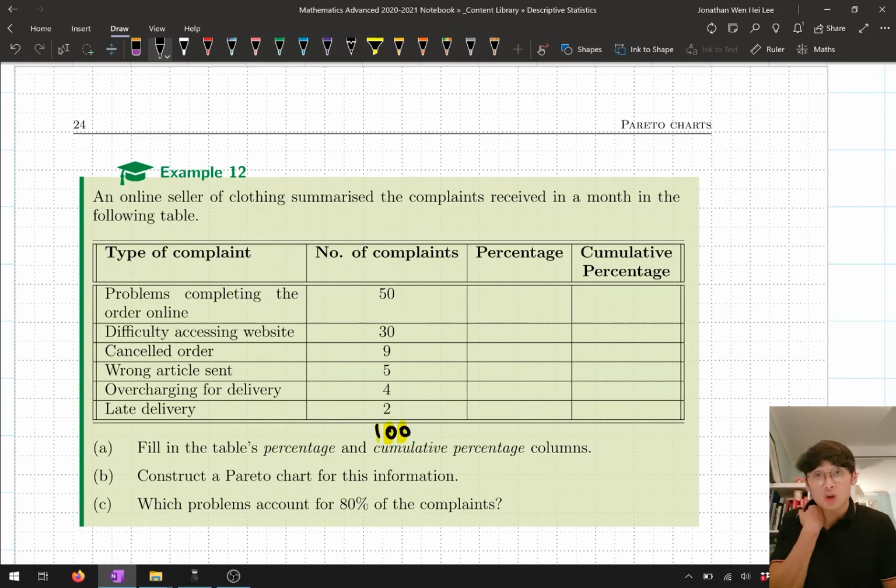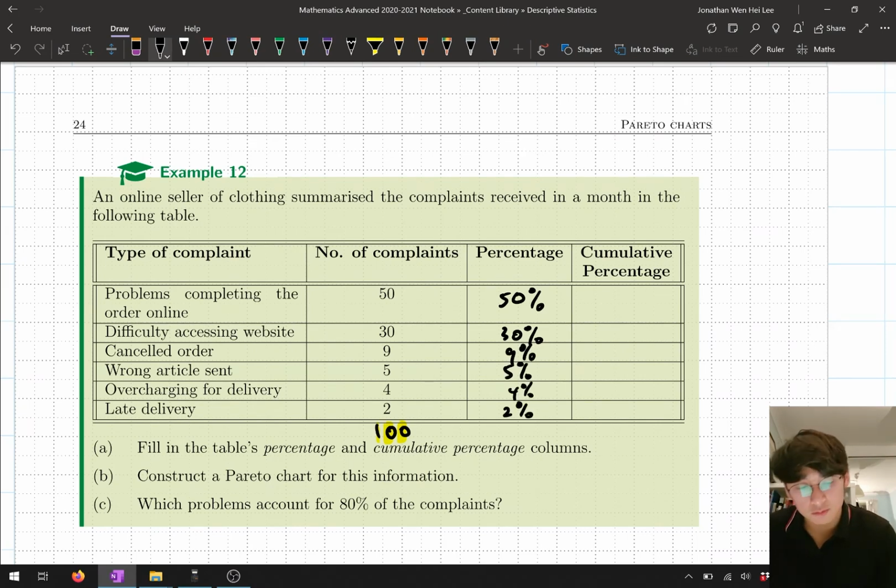So when I'm finding the percentage, all I need to do is just write these as percentages. This is just 50% because I do 50 over 100 and times it by 100. Then 30%, 9%, 5%, 4%, and 2%. There we go. Okay, cool.